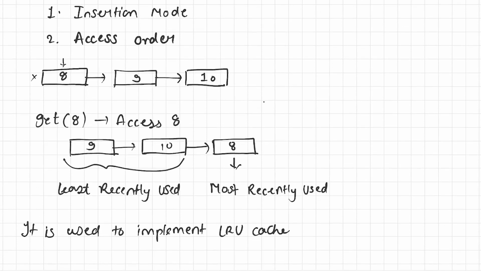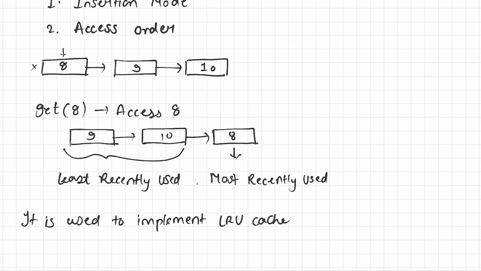Okay. And because of this feature, LinkedHashMap is used to implement an LRU cache. And what is the full form of LRU cache? LRU stands for least recently used cache. So let's assume that we are using LinkedHashMap for a caching solution and the size of the LinkedHashMap is 3, and 8 is the most recently used entry and 9 and 10 are the least recently used entries. Okay. Now we want to add one more entry into this LinkedHashMap. So what it does, it's simply going to delete the least recently used entry to make space for the new entry. So this is how we can use LinkedHashMap to create an LRU cache.